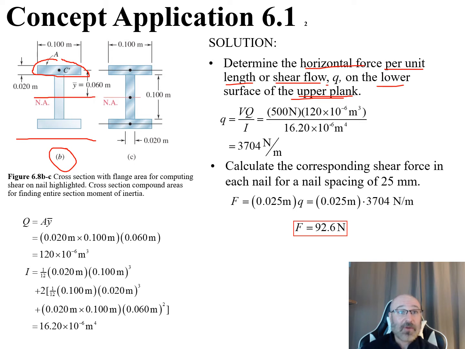We've divided this right in half right there. So we can see there's our neutral axis right there. Now why is this 0.06 meters?